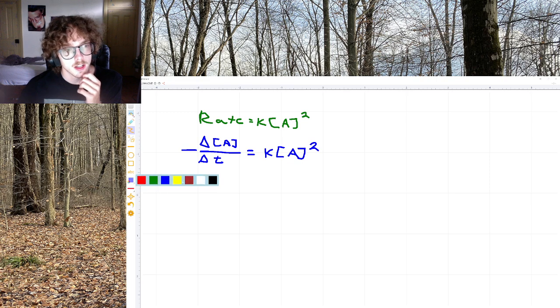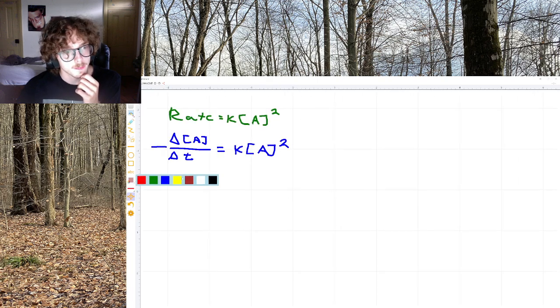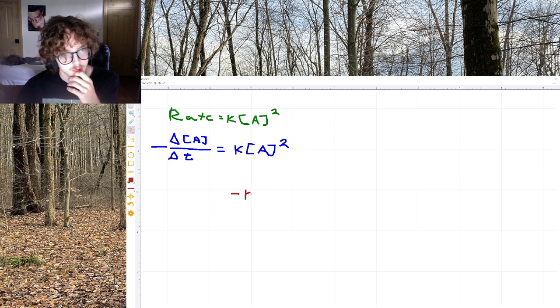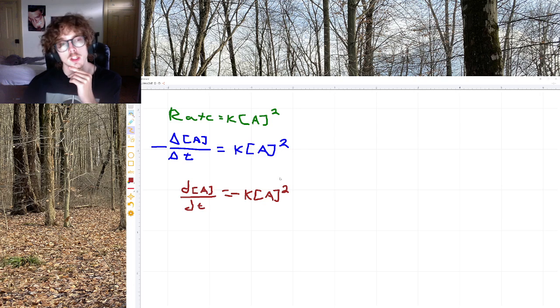Another simplification step that we made is, if we make the rate of change infinitesimally small in its units of time, then we get d concentration A over dt is equal to negative k concentration of A squared.